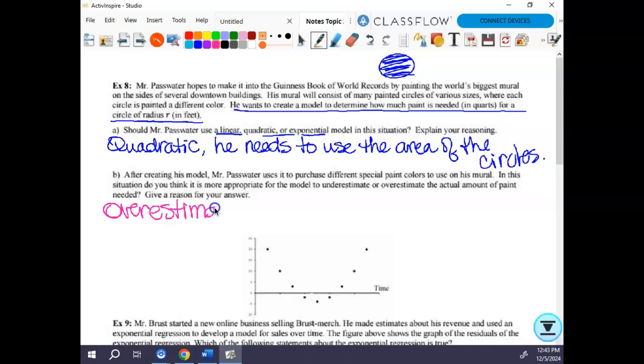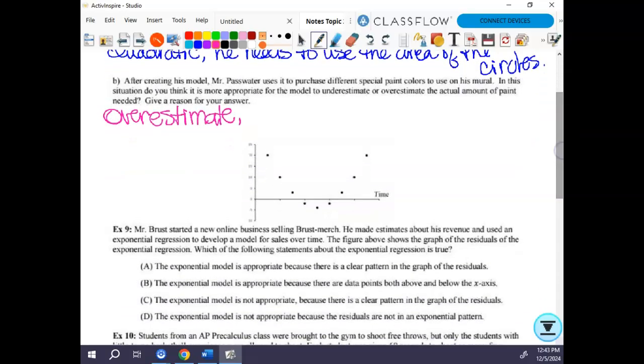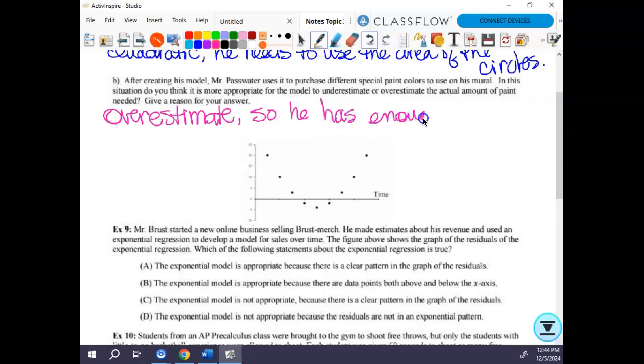I mean, that's a valid reason. It is a matter of opinion, but overestimate, let's see. So he has enough paint to finish. That's fine. It doesn't have to be super formal here.